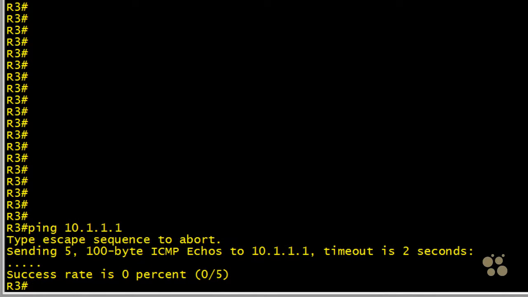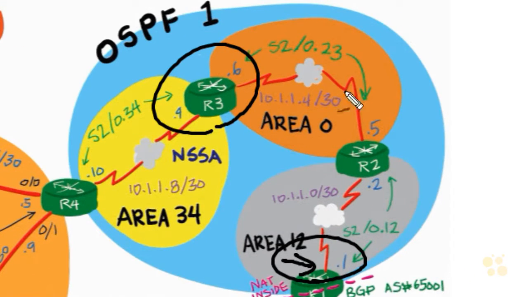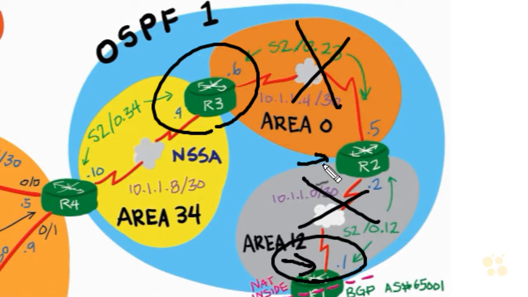So let's peek at our topology for a moment. 10.1.1.1 is right here. That's our objective. We're sitting at R3. So if we have a failure in the OSPF network somewhere on this path or on this path or on R2 in general that's sitting between them, that could prevent us from reaching 10.1.1.1.